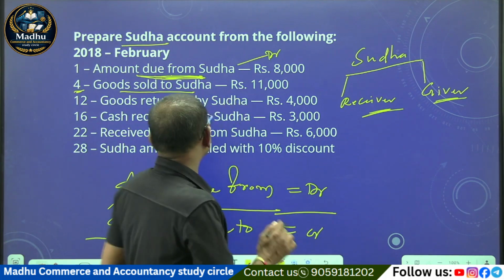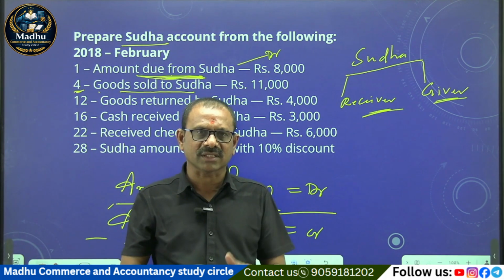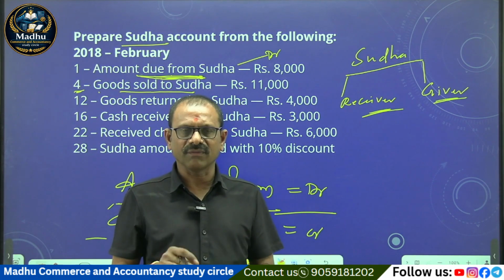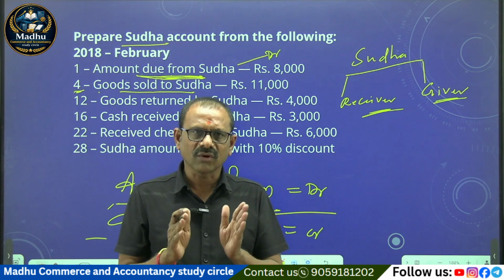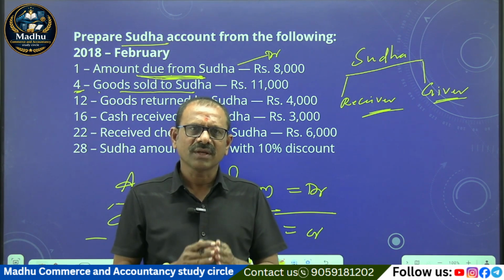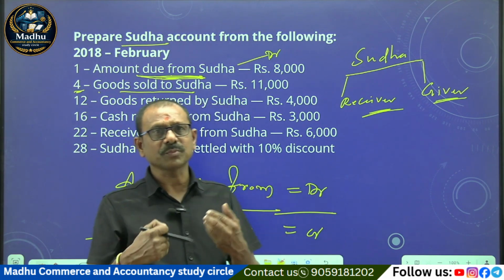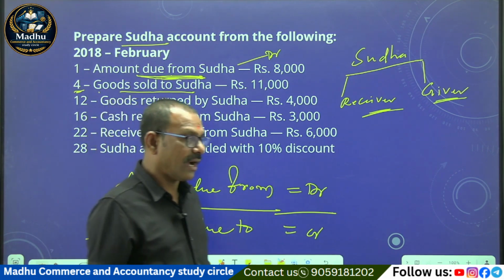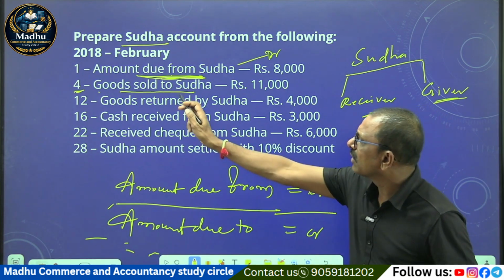That's all. So here goods sold to Sudha. Who sold? We sold. Always think we are doing business. We are selling goods. We are paying cash. We are receiving cash. Always we have to think we are doing everything. Simple. So here goods sold to Sudha.